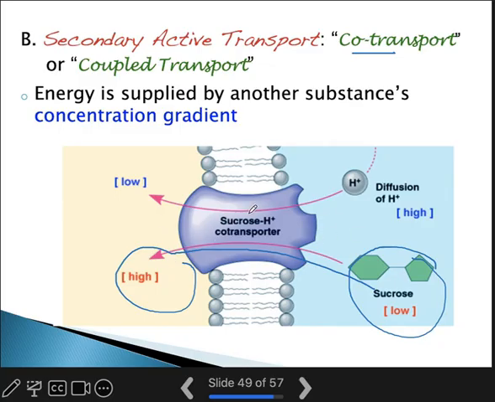So you're wondering where the energy is coming from to allow for this movement up the gradient? And the answer is we're going to use the concentration gradient of a different particle to provide the energy of movement. So I have here: energy supplied by another substance's concentration gradient. And we're going to see this quite a bit, especially in cells where they're going to be moving multiple things. So in the kidney and the intestines, these are two locations where we see a lot of secondary active transport.